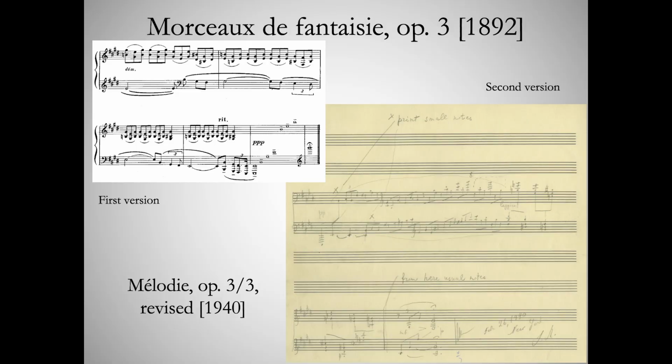Another major change that you can see is that the first version has a very quiet ending that involves this kind of expanded arpeggio, a la Chopin or something like that. And you can see that Rachmaninoff has completely revised the ending in the manuscript. And this one, no, this is correct, sorry.